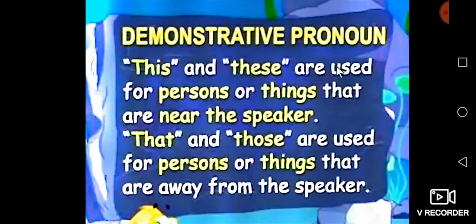The words this, these, that, those are the examples of demonstrative pronouns. Once again, this and these are used for persons or things that are near the speaker. The words that and those are used for persons or things that are away from the speaker. You should understand this simply. Away, the word away. Next, near. The words near and away.